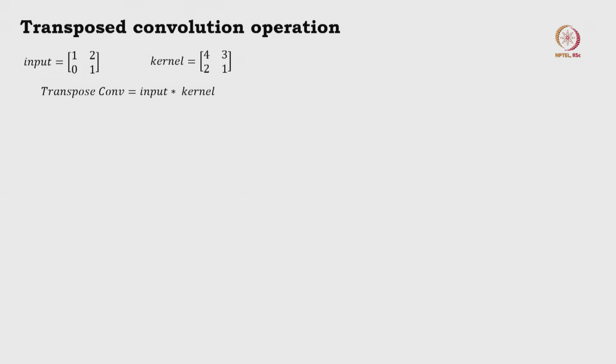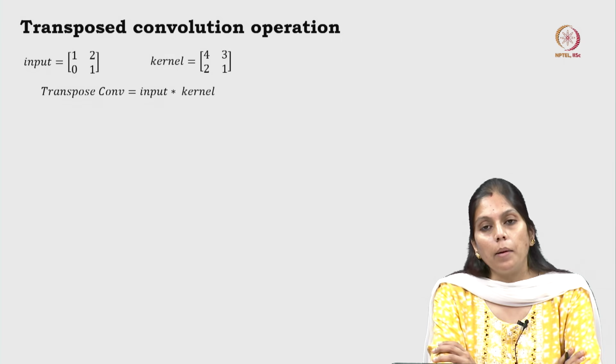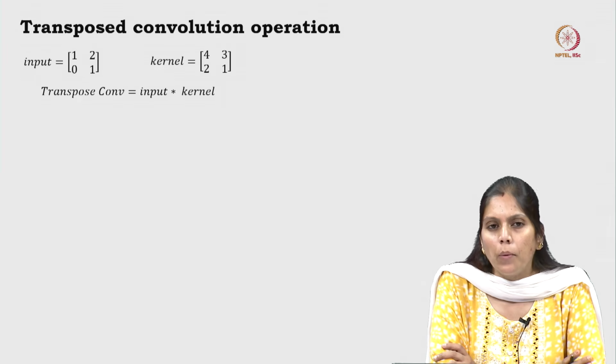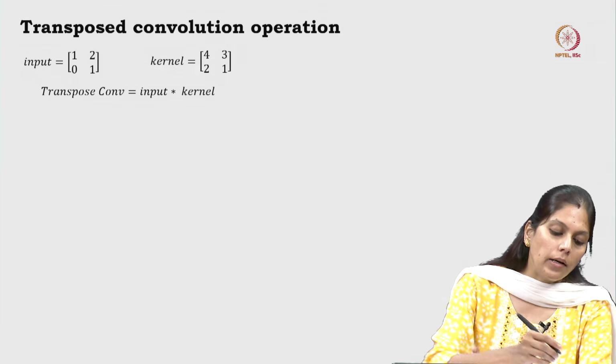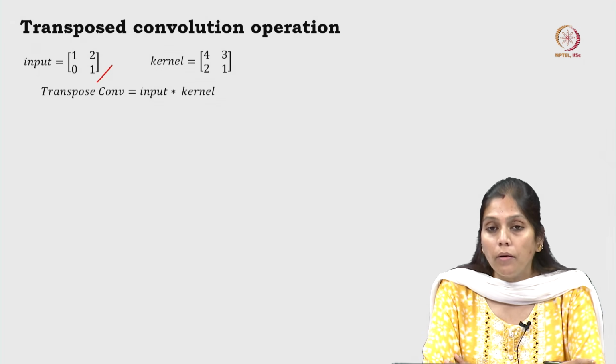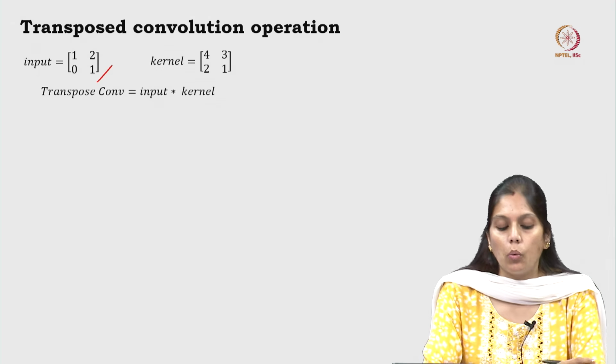Then you have a second method. What is the second method? That is called the transposed convolution operation. What is a transposed convolution? Take the input here as 1, 2, 0, 1, and then we will require a kernel. So what is that kernel value?